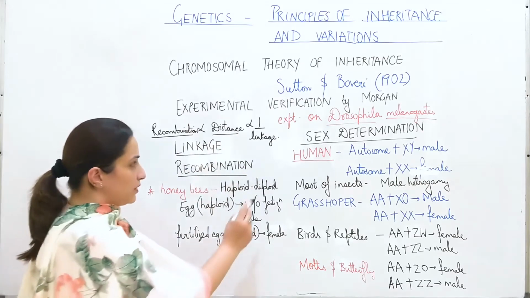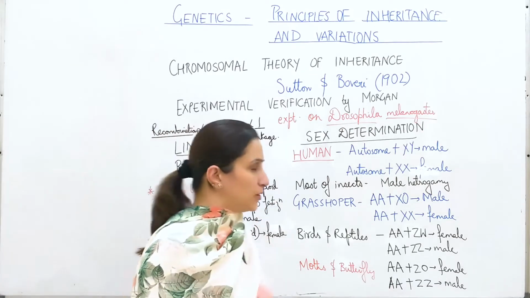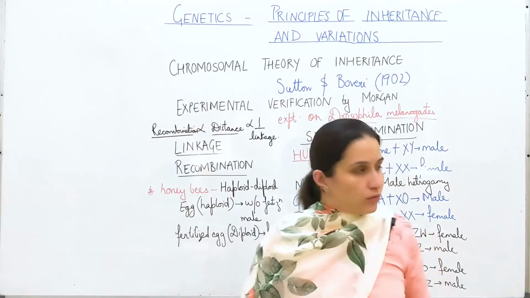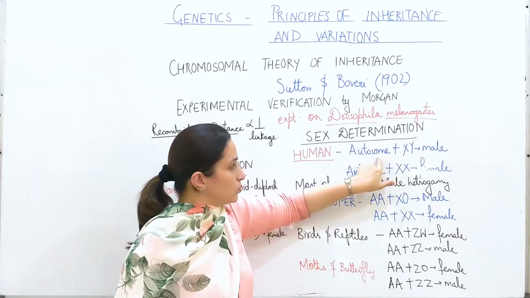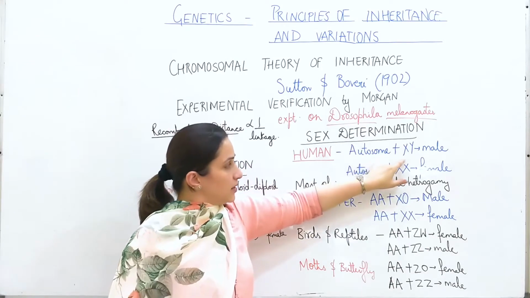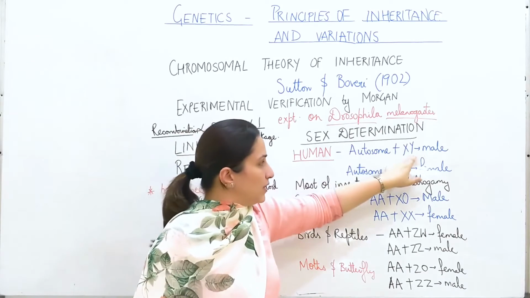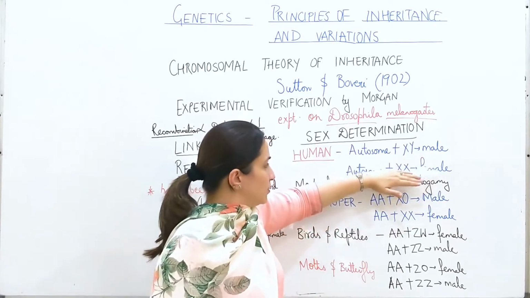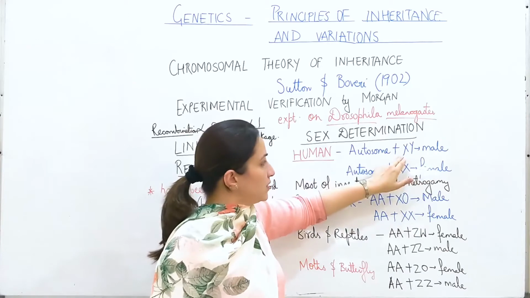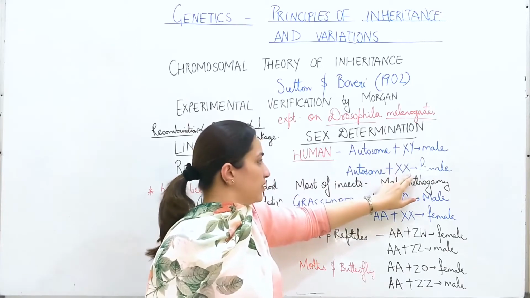Okay? Now coming to determination of sex in humans. We have two types of chromosomes, autosomes and sex chromosomes. Autosomes are the chromosomes which are present in the somatic cells. Sex chromosomes, in the case of male, are X and Y, in the case of female XX. So this is for human. Males are heterogametic, females are homogametic.